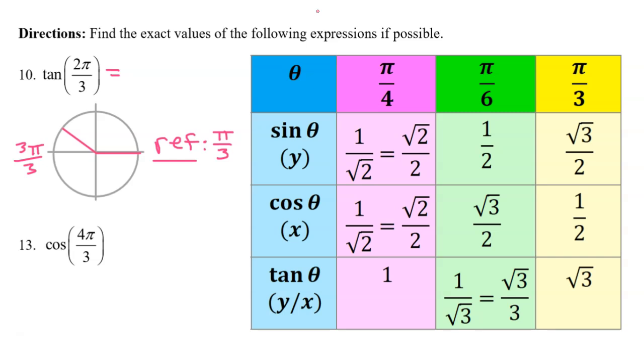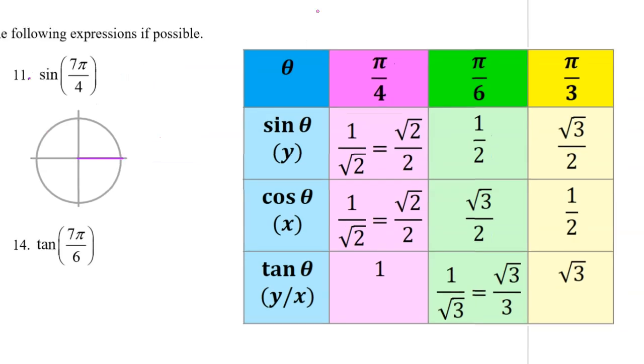Since the tangent of pi over 3 is radical 3, the answer will either be radical 3 or negative radical 3, depending on the quadrant. In the second quadrant, the slope is negative, and the tangent always matches the slope of the terminal side. So the answer is negative radical 3.